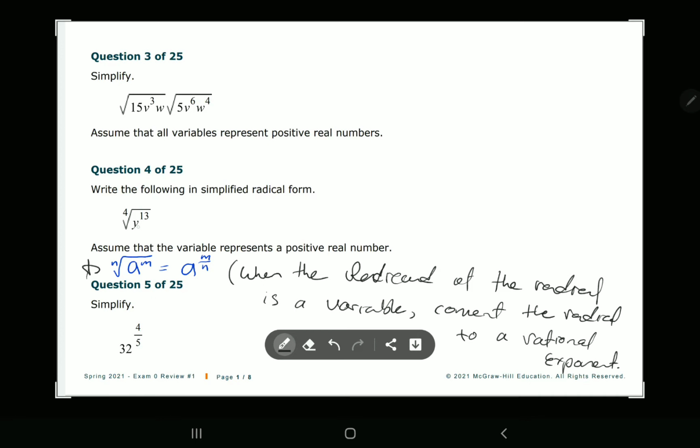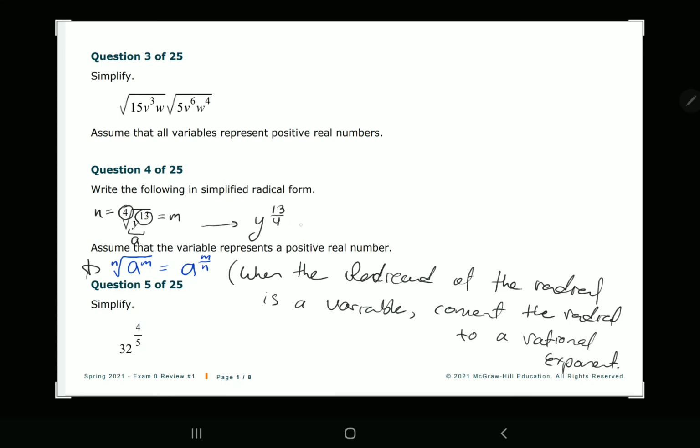The radicand of my radical is y, in this case y to the 13th, but I'm going to say y. And this here is my a. The power is going to be my m, and that's going to be 13 in this case. The root is my n, and my n is 4. So we'll transform that to y raised to the 13 over 4 power, 13/4 power. And we try to simplify from there.